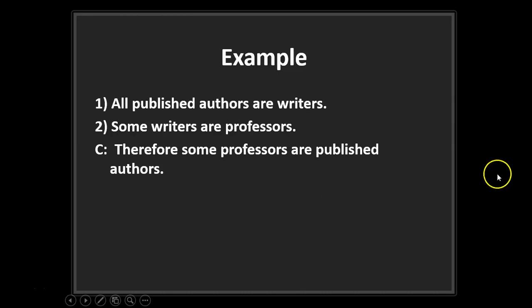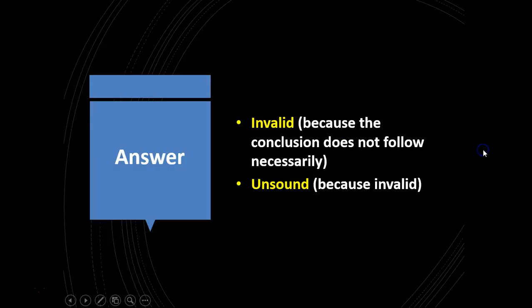How about this one? All published authors are writers, and some writers are professors. Therefore, some professors are published authors. Assuming these two are true, these get tricky, right? Assuming these two are true, that conclusion would not follow necessarily. It might be the case, but that's not what deductive validity is. Deductive validity is assuming these two are true, that would have to be the case. And it isn't. Invalid, hence unsound.